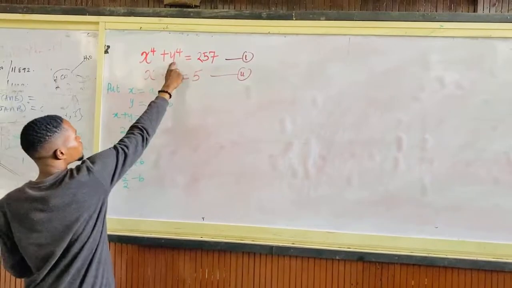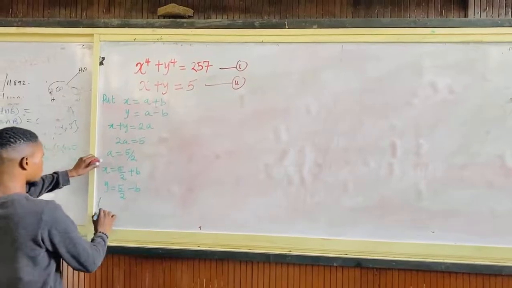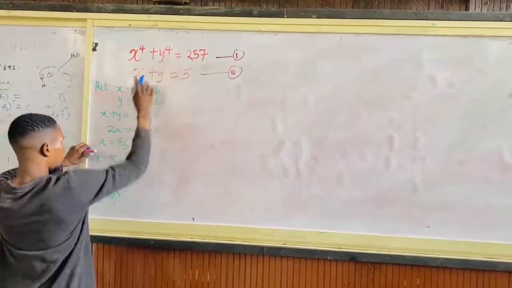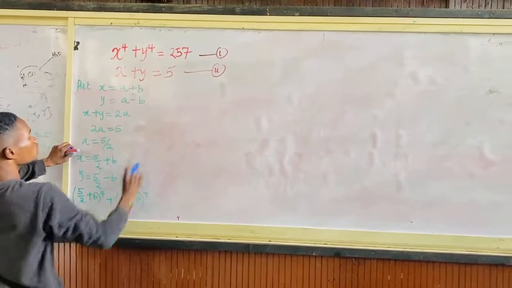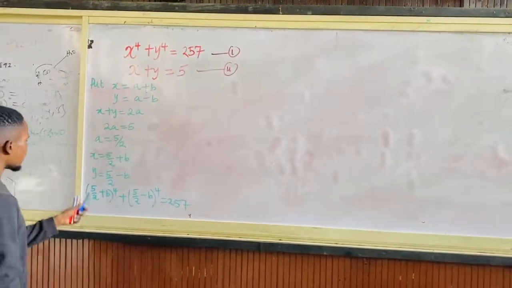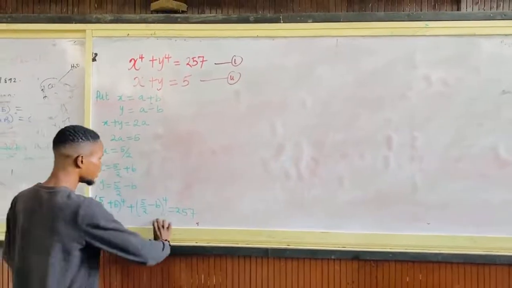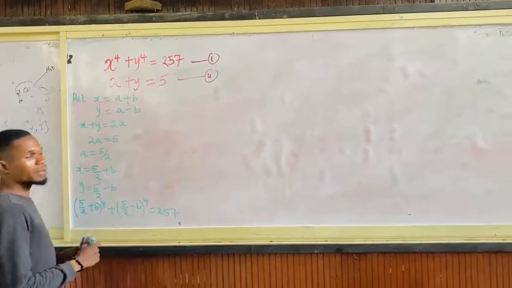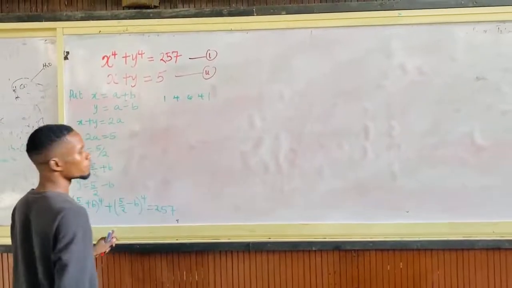Now from equation 1, which is x raised to the power 4 plus y raised to the power 4, which is 257, can be written as 5 over 2 plus b raised to the power 4, then plus 5 over 2 minus b raised to the power 4, which is 257. Let's expand this using Pascal's triangle. Now the power is 4, that means the coefficients should be 1, 4, 6, 4, 1 from Pascal's triangle.